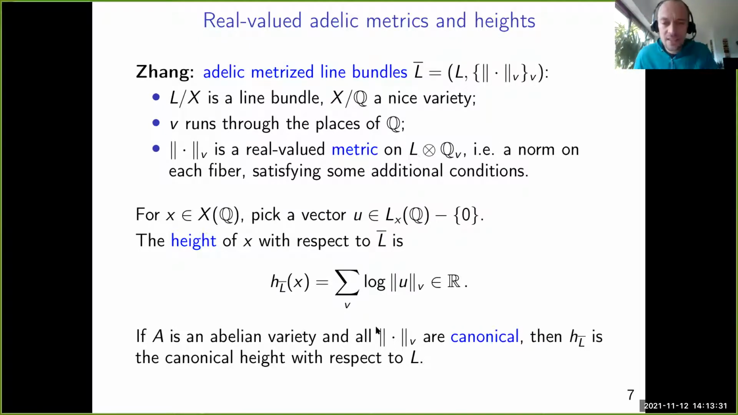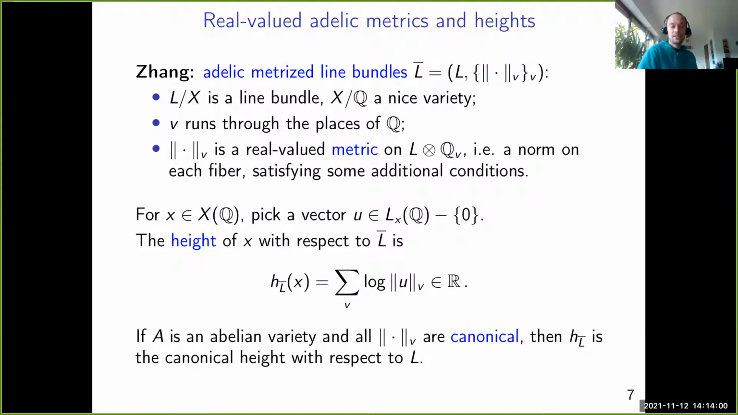And by the way, notice that this height is actually well defined. If you take a different vector, then it means you change u by a scalar, and then the log of the norm of that scalar will pop out additively, and by the product formula will disappear. So this height is independent of the choice of u.